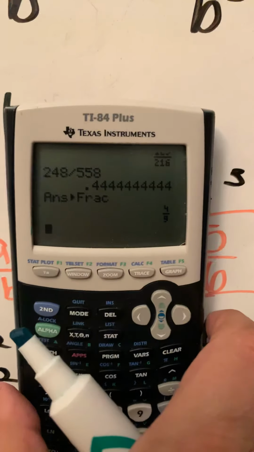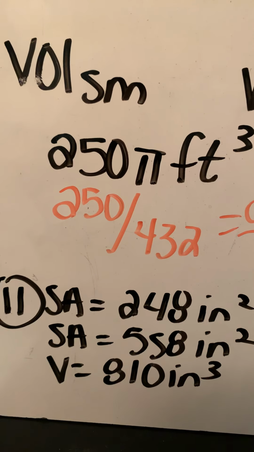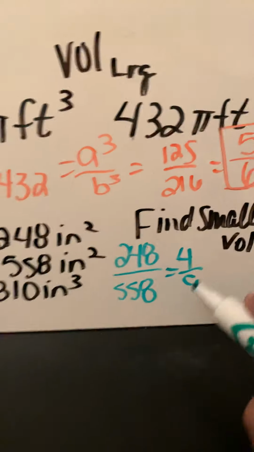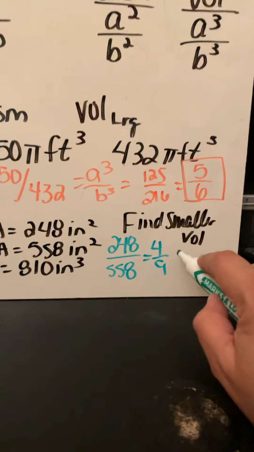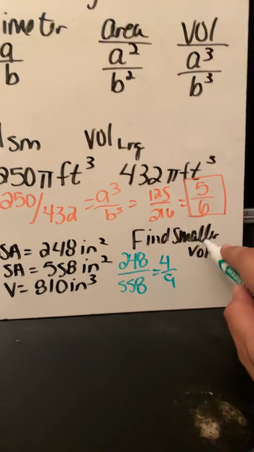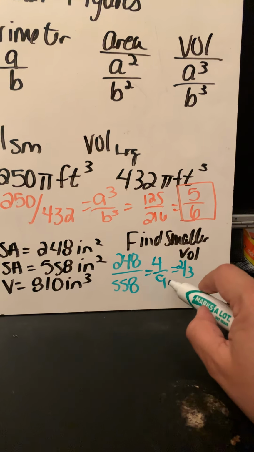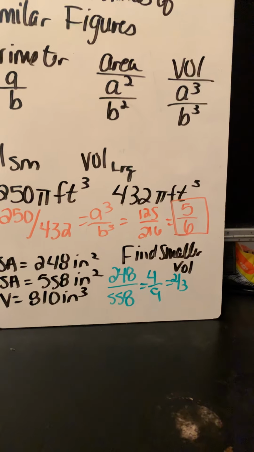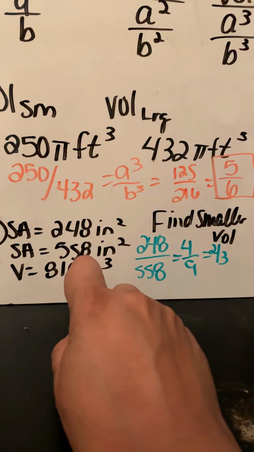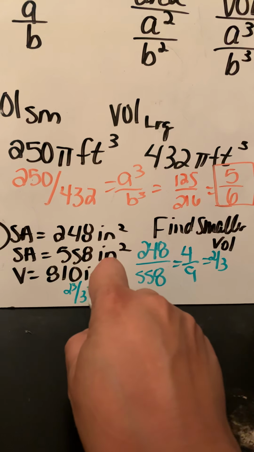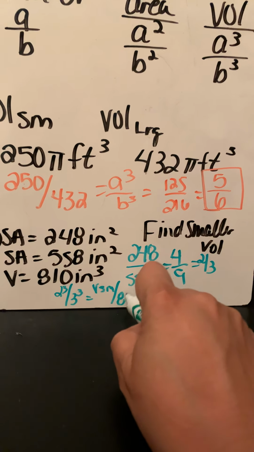4/9. Okay, 4/9. So then what I do, if this equals 4/9, well, what's the square root then? What are my perfect squares? 2/3. So therefore, my similarity ratio for this one is 2/3. So when I'm trying to find the volume of the smaller, I am going to set it up as another ratio. So I am going to say that 2 cubed over 3 cubed equals the volume of my small over 810.